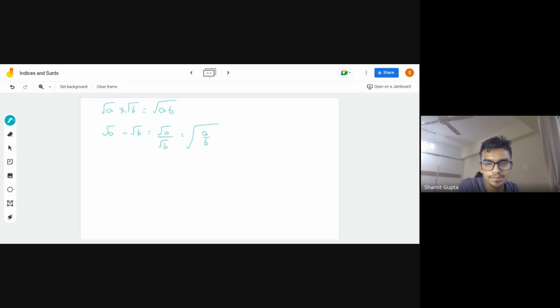And there's one more, and this one is almost common sense. Square root of a times square root of a is a. This is almost common sense because square root of 7 times square root of 7 is 7. Or if you think about it, 7 times 7 is 49. Whenever you multiply two square roots of a number, for example, 49 is a number, when you multiply its square root twice, it always gives you that number.